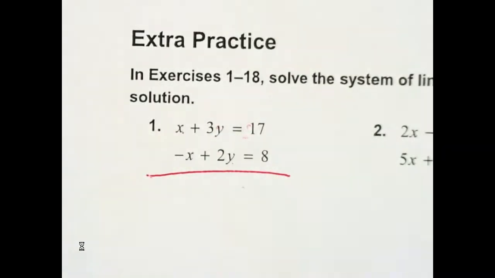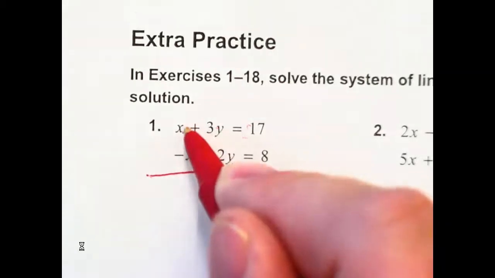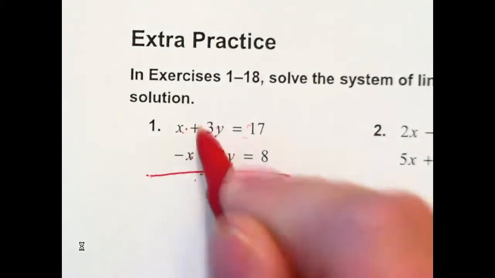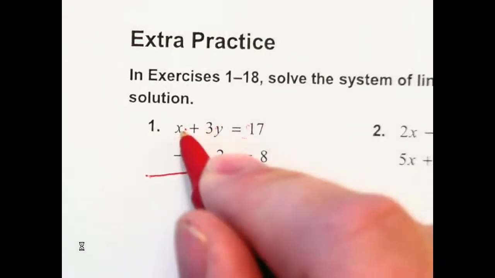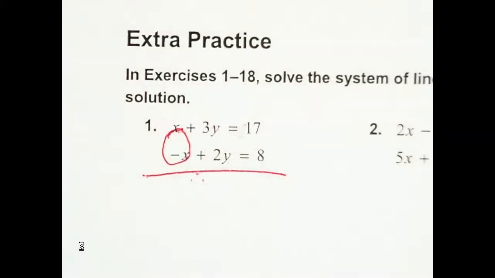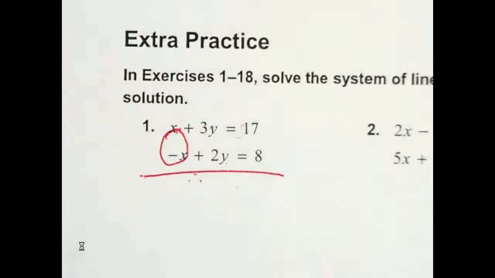We're doing elimination. Notice if I add them, x and negative x gives me what? That's 0. These cancel out. You have eliminated x. Tell your neighbor why they canceled out.